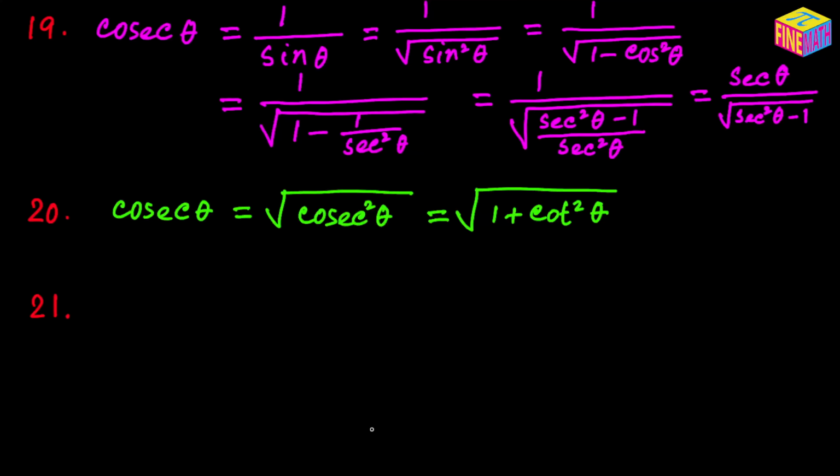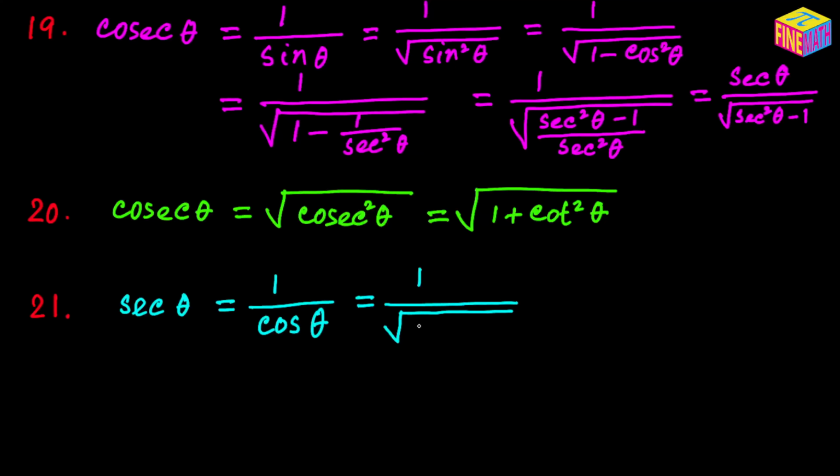So let's get started. First we are going to convert secant theta into sine of theta. So what is secant theta? Secant theta is the reciprocal of cosine. So we can write it as 1 over cosine of theta, and then we already know that cosine of theta is actually square root of 1 minus sine square theta. So this is the value of secant of theta. So secant of theta is 1 over square root of 1 minus sine square theta.